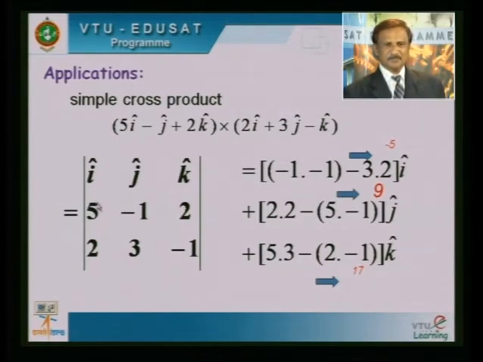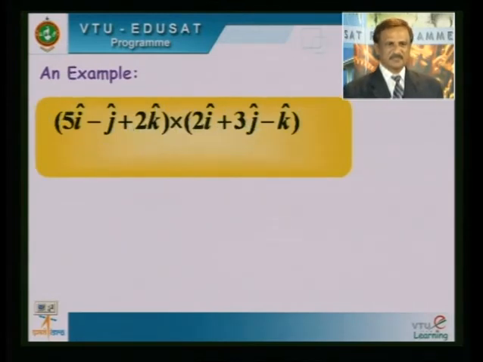It means after simplification, the product of these two vectors is equal to minus 5i plus 9j plus 17k. It means you can obtain another vector after multiplying two vectors. Is it clear?